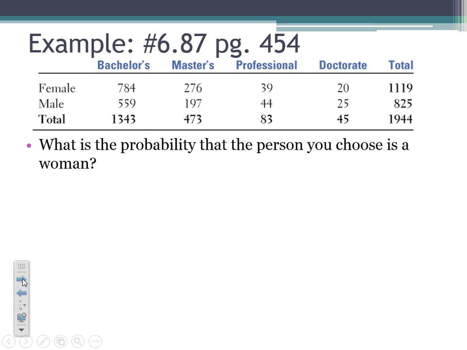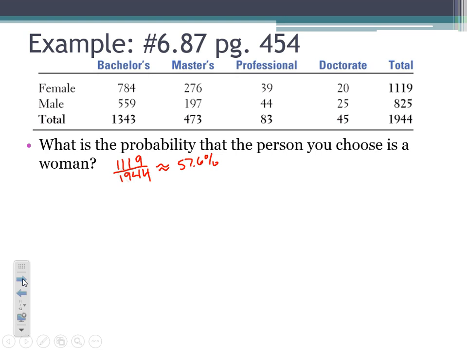So the first one says, what is the probability that the person you chose is a woman? Right? Well, if I look at this here, in total of this table, there are 1,119 women, and there are 1,944 people total, right? So simple probability question, 1,119 divided by 1,944, and we can see this would come out to be approximately 57.6%. All right, simple, okay?